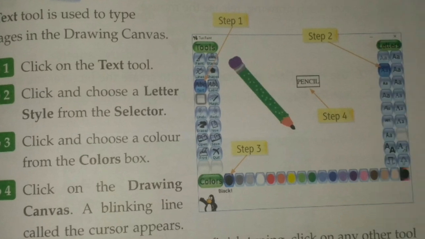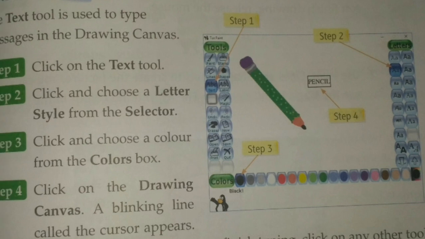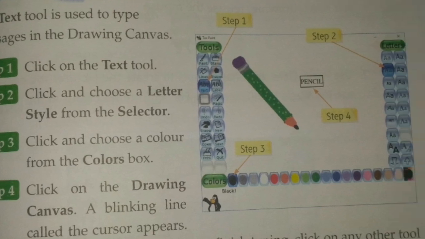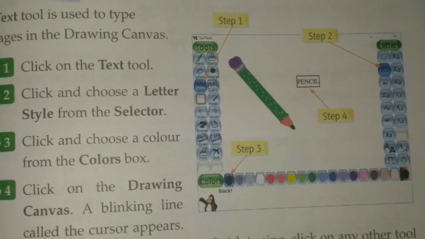In the selector, you can select a style of writing. Then step 3, choose a color from the color box. Then click the drawing canvas. A blinking line called a cursor appears. Then type your message.